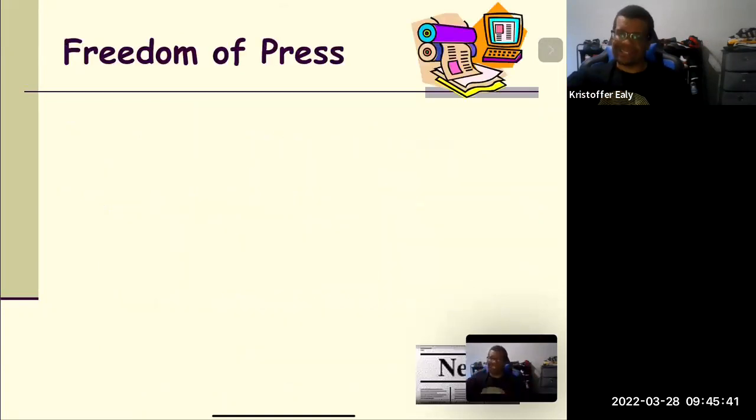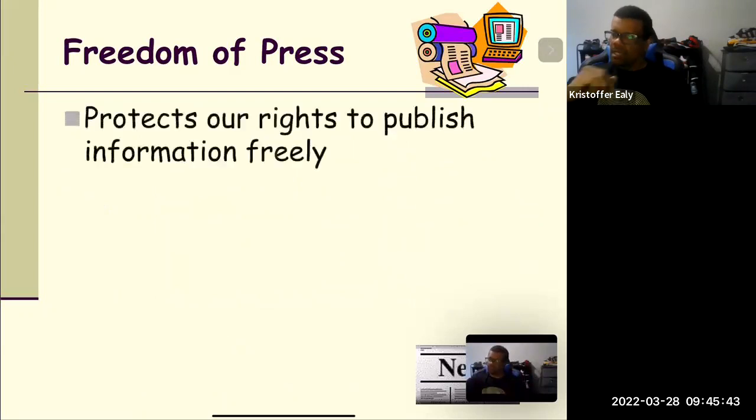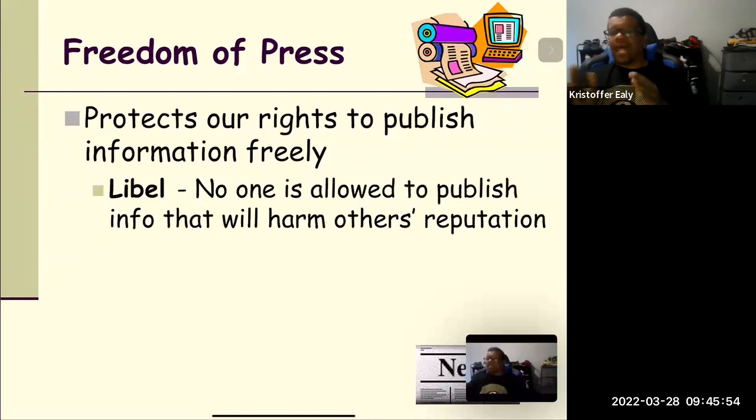Freedom of press. It protects our rights to publish information freely. Does it though? Let's move on and talk about this a little bit more. Libel is basically the written form of slander. Libel: no one is allowed to publish info that will harm others' reputation. Essentially, it has to be a lie, okay? It has to be something that is not true and something that you can prove is not true.